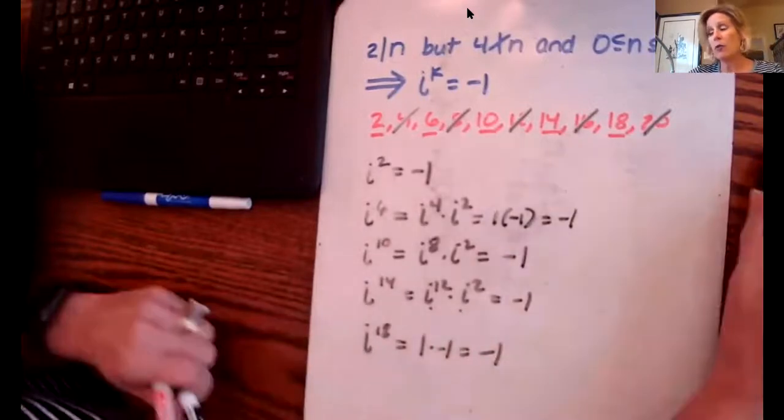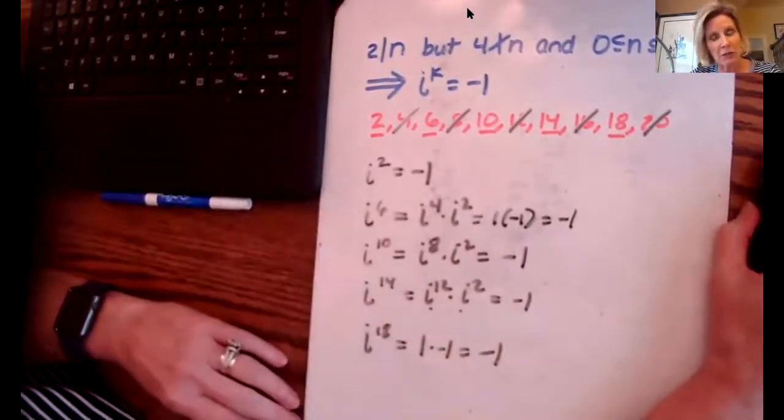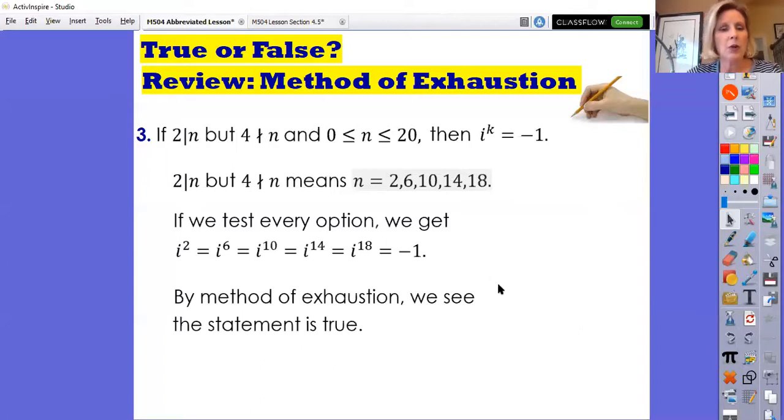So I have proved by the method of exhaustion, I tested every option available to me. I have proved that the original statement is true. Here you'll see that I've written this up a little more neatly and more compactly to where I'm just telling you that every option does equal -1. We figured that out with our scratch work. And now we're going to go from method of exhaustion to a new style of proof that's very similar.